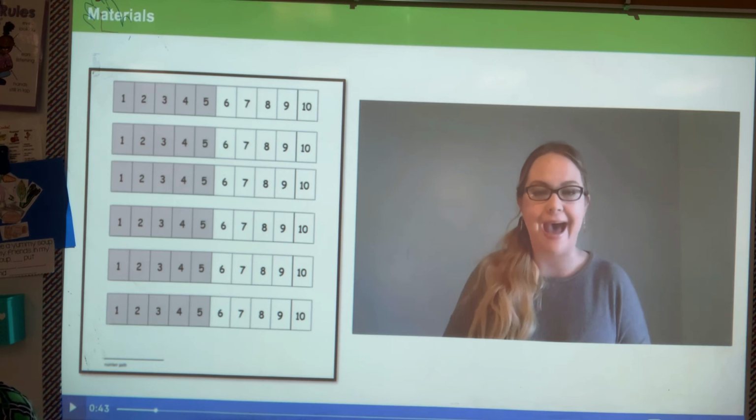If you don't have a number path, it's okay. Just draw it. Is this the lesson that we already watched before? No, it's a new one. We're just going to be using a number path again.